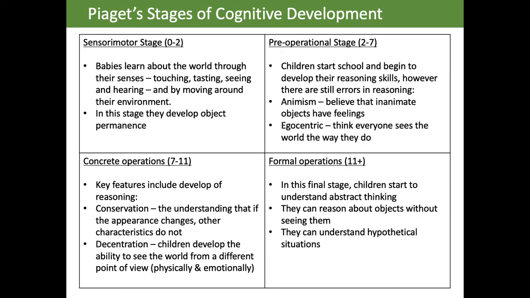They can also start to understand hypothetical situations, and so can understand the idea of imagining something without it being true. Okay? So that leaves us with most of the theory of how children learn and how they develop through those stages. As always, we need some criticisms too.